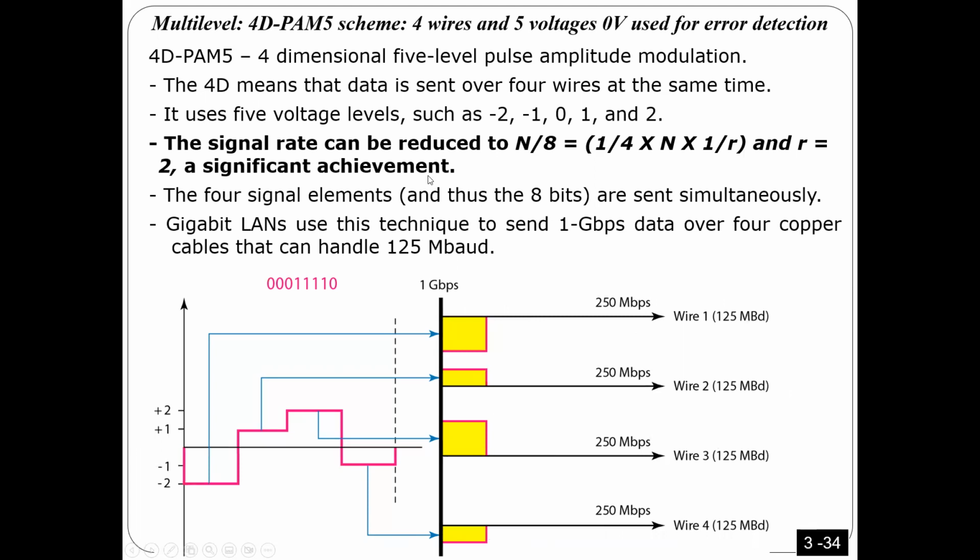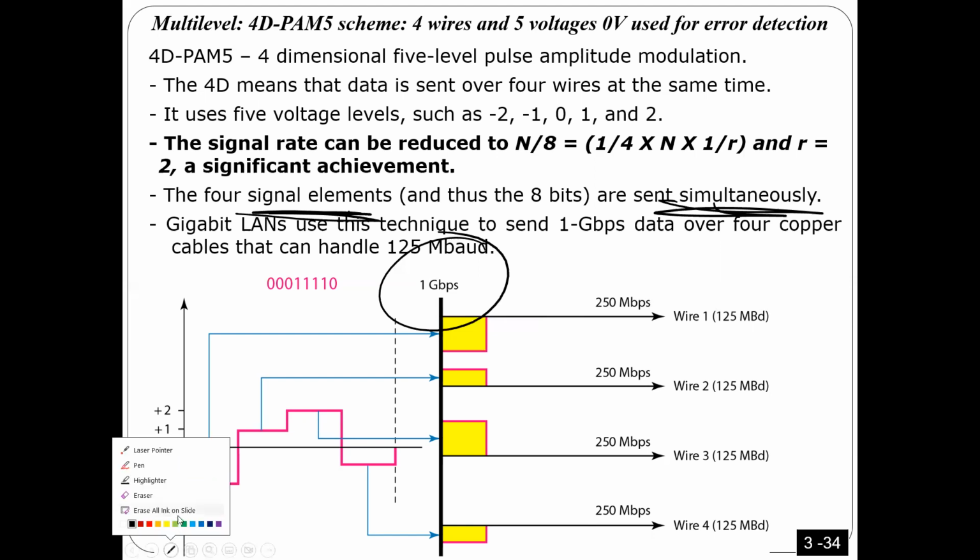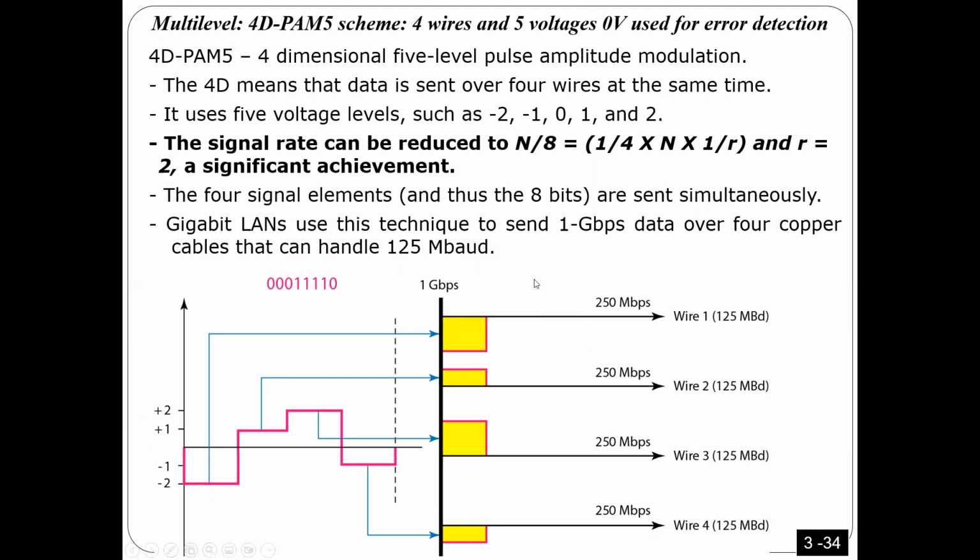So again, what's really interesting about this one, you can transmit 4 signal elements at once, simultaneously, at the same time. And the main motivation behind this is actually high bit rate. So let's do the calculation, and there is something interesting here.